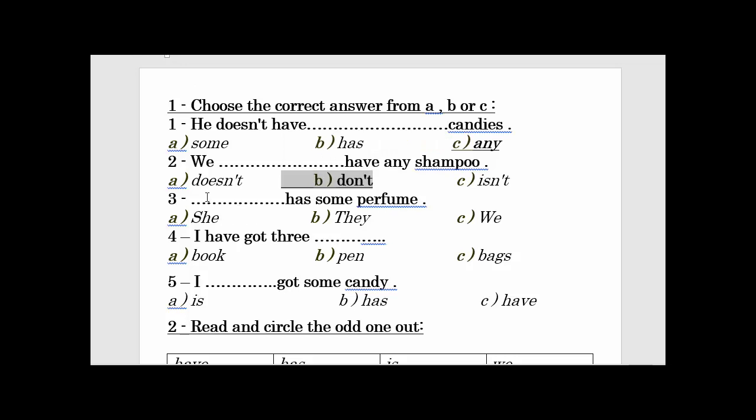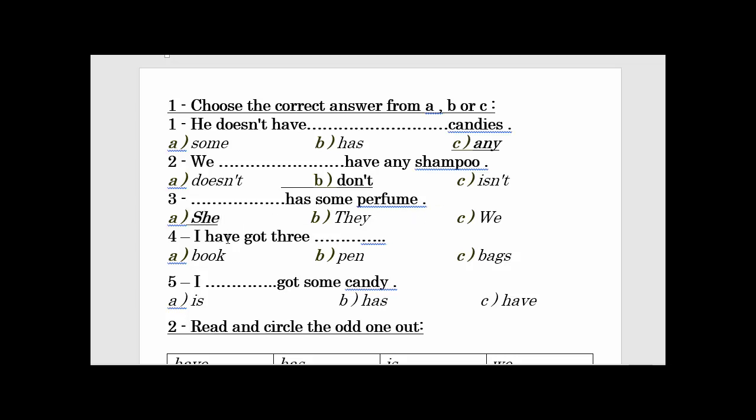Number three, space has some perfume. Okay, you remember, we use has with he, she, or it. So the answer is she has some perfume. And as you know, we use have with they, we, I, and you.